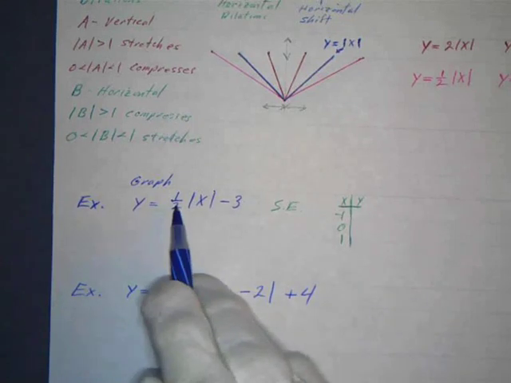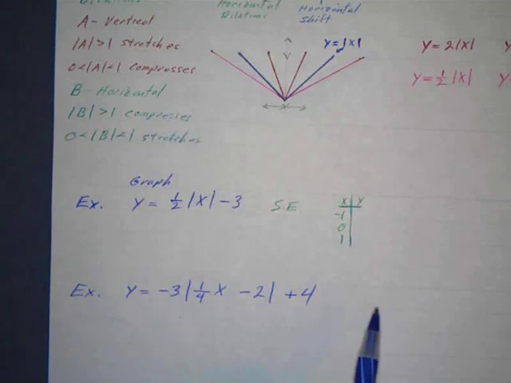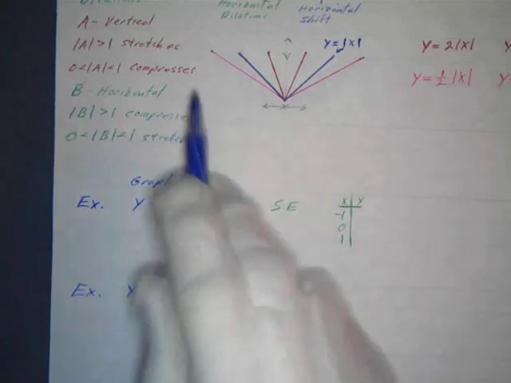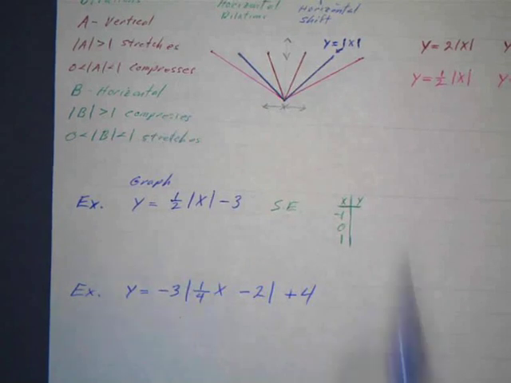So that means I'm going to have a compressed graph. It's going to be a little bit flatter. But we don't really have to worry about that, we'll get some specific points when we check our shape equation.